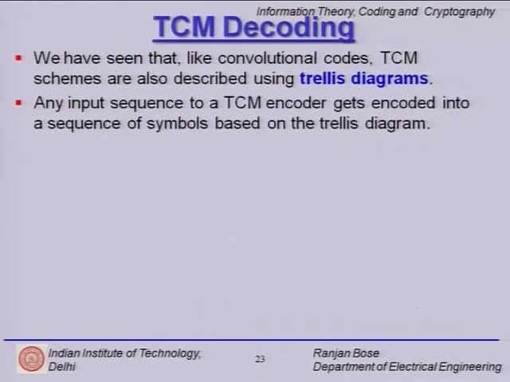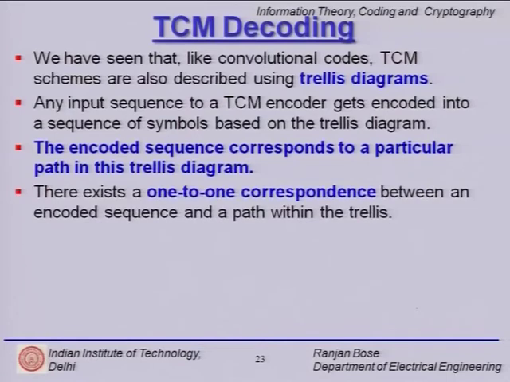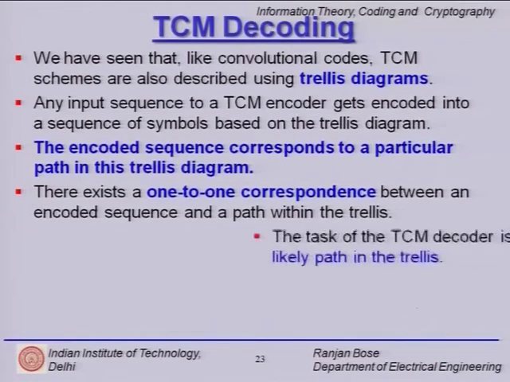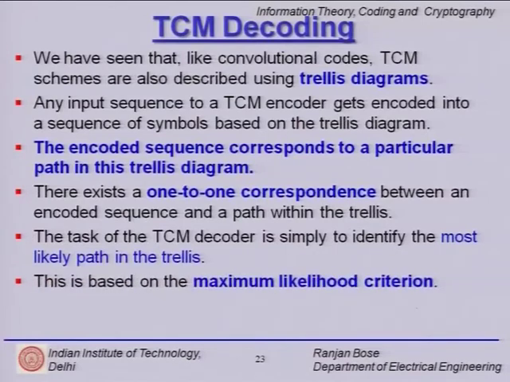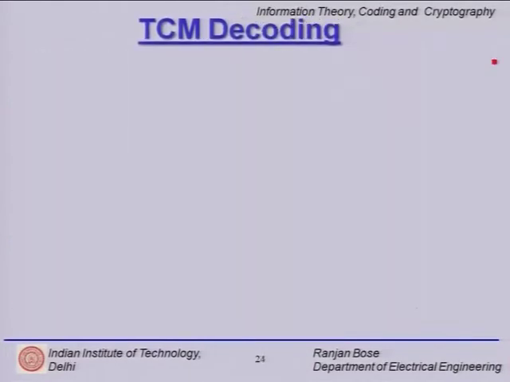Now, let us quickly spend some time looking at the decoding part. We have already made the observation that there is a one-to-one correspondence between the bit stream coming in and a path in the trellis. Only in this case the trellis paths are labeled by symbols and not by bits. So, the decoding problem is finding the most likely path of the trellis with respect to that which is received, and most likely comes in terms of the minimum Euclidean distance. So, we use the maximum likelihood criteria to do it, and the Viterbi algorithm is commonly used for this decoding technique.